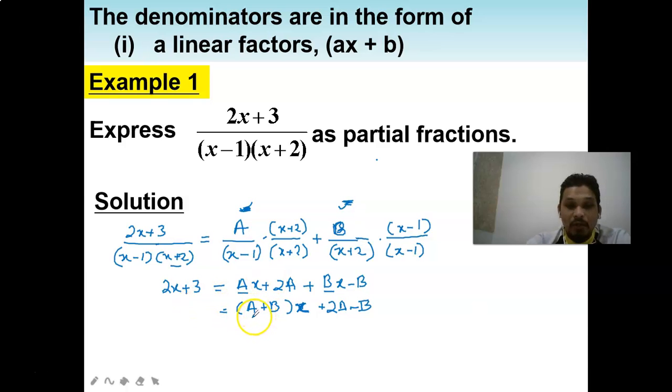From here we are going to compare the coefficient of x, A plus B, with the coefficient of x, which is 2 here. So A plus B equals 2. And the constant, 2A minus B, with 3. 2A minus B equals 3.